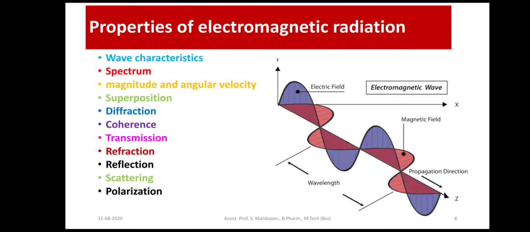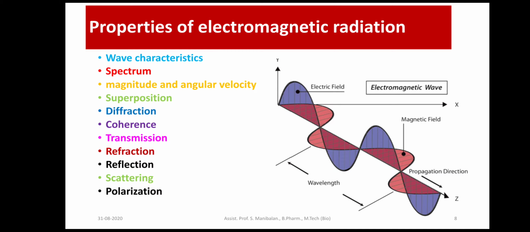And the third one is magnitude and angular velocity. Magnitude and amplitude are mostly equal. We knew that amplitude is the magnitude of the wave, how much it can magnify, from the perspective of energy.